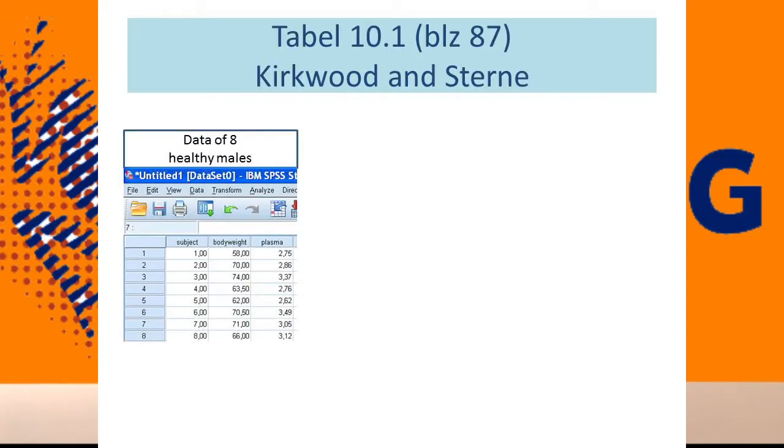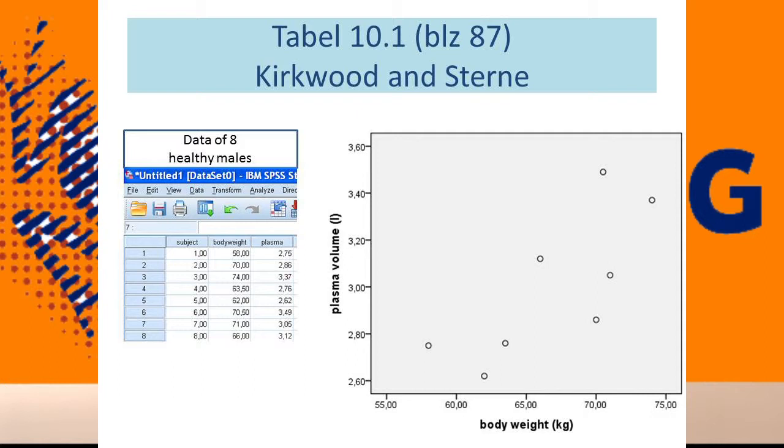I will use an example from the book of Kirkwood and Sterne, a small dataset containing information of 8 healthy males. 2 variables have been measured, the body weight and plasma volume. To see if there is a relation between the 2 variables, we will plot the plasma volume against the body weight. The first impression is that men with higher body weights have, on average, higher plasma volumes. But how to quantify the strength of the relation? How to test if a statistically significant linear relation exists?